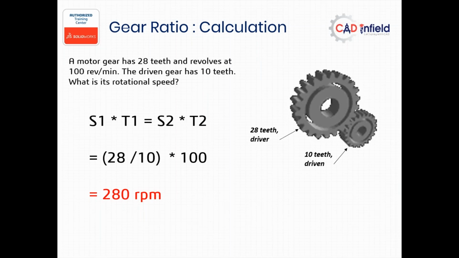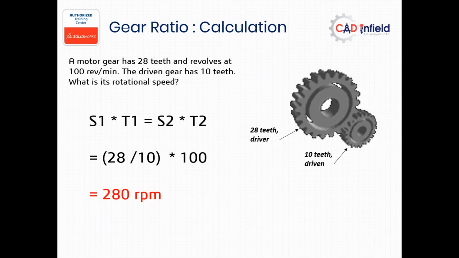Okay, so we have S1, we have T1 as 20, we have T2 as 10, and we get 100 revolutions for the motor. Definitely my driven teeth are fewer, so the PCD is smaller, and I must get a higher amount of torque at the output shaft.